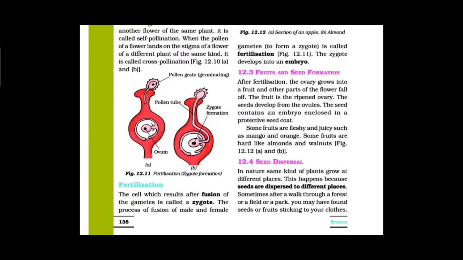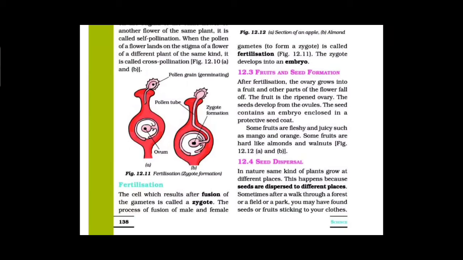Then fertilization. A cell which results after fusion of gametes is called what? Zygote. The process of fusion of male and female gametes is called what? Fertilization. The zygote develops into an embryo. First, the cell which results after fusion is called the zygote. Then the process of fusion of male and female gametes to form the zygote is called what? Fertilization. The zygote develops into what? Embryo.